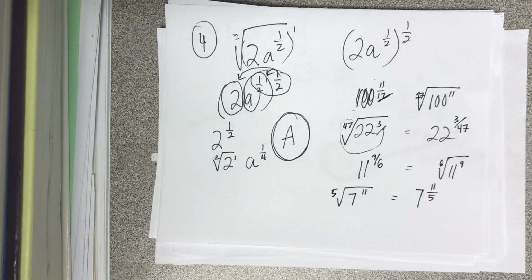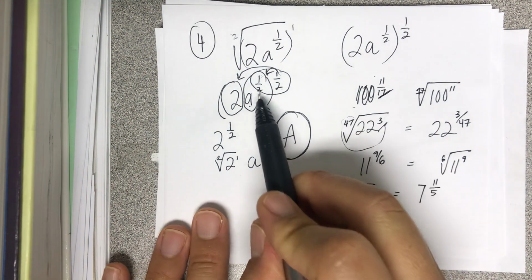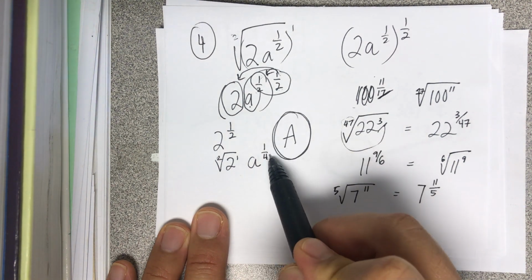Yes. Where do we go? We multiply the 2 times the 2 to get the 4.